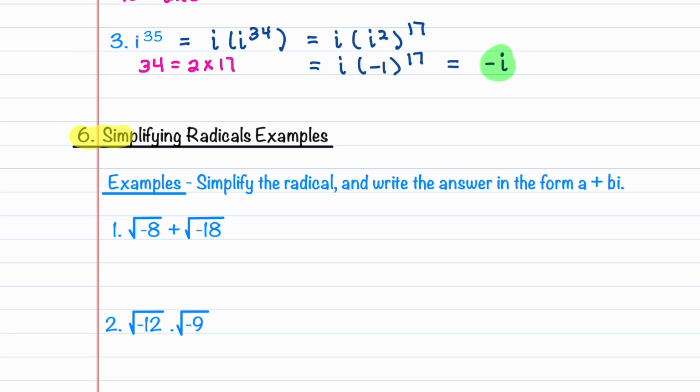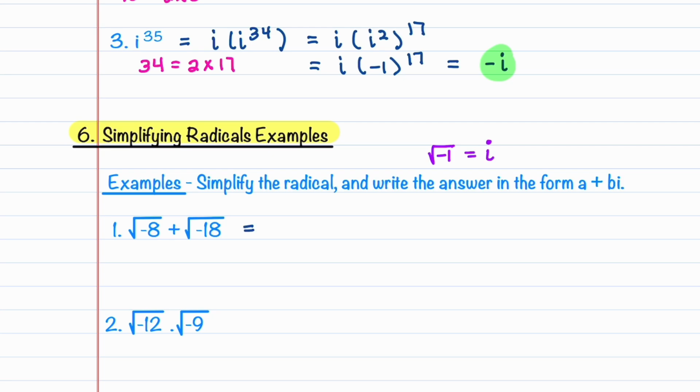Let's now look at one more set of examples. In these examples, we are going to be given a radical. That means a square root of a number. And we're going to have to simplify the expression. In order to simplify the expression, we're going to make use of the fact that the square root of -1 is equal to i.